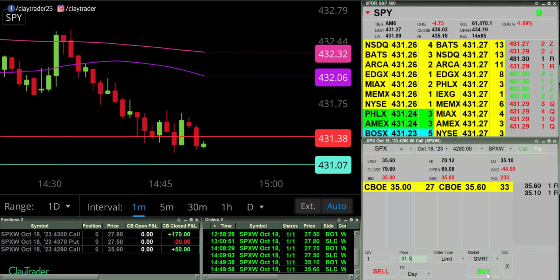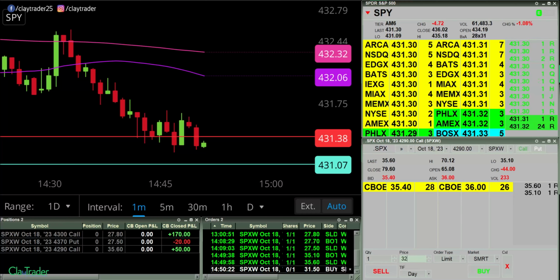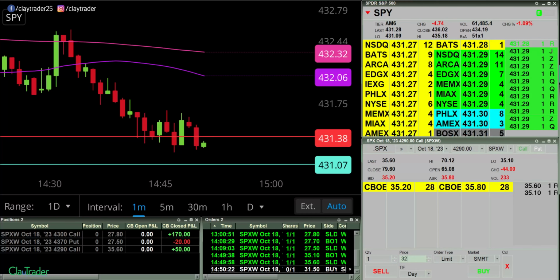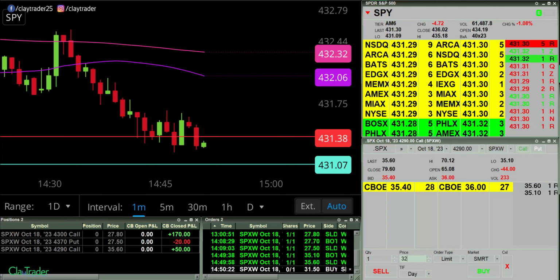31.50 now, next entry point. So if this wants to make another plunge to the downside, I'll be ready. But there you go. So that $20 loss that I took has now been wiped away, plus $30 in my pocket. So I will go ahead and pause.